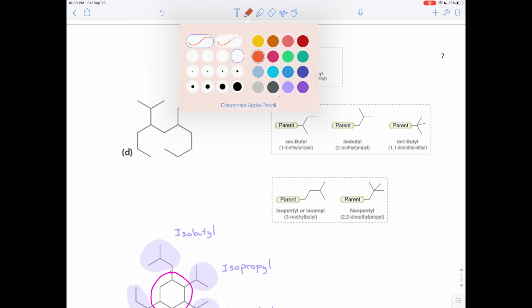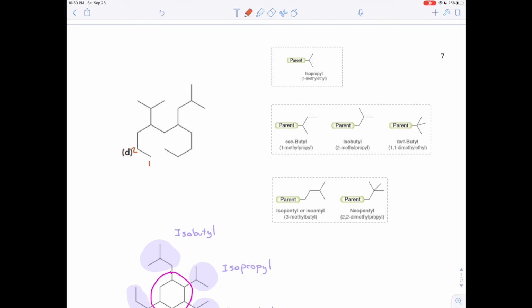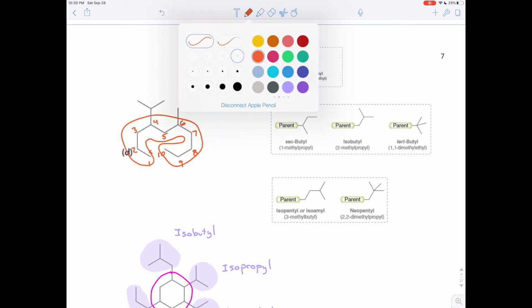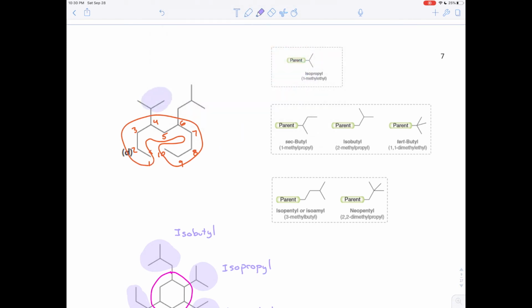For D, the first thing you'd want to do is to find the parent chain. So that's 1, 2, 3, 4, 5, 6, 7, 8, 9, and 10. So that's our parent. And so we've got 2 branches here. We have this branch. You see the snake's tongue, and it only has 3 carbons, so it's isopropyl. And then right next to it you have, again, the snake's tongue, but this time this whole thing has 4 carbons, so that would be isobutyl.